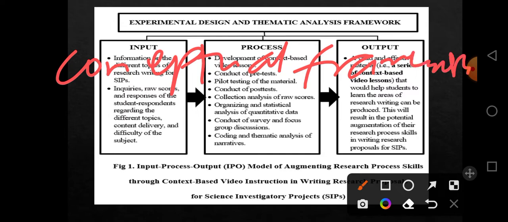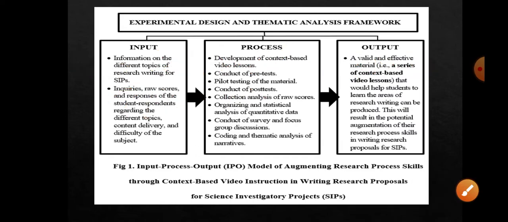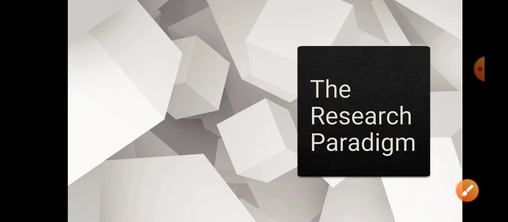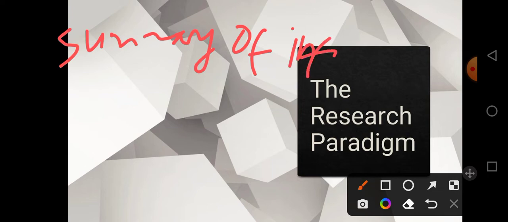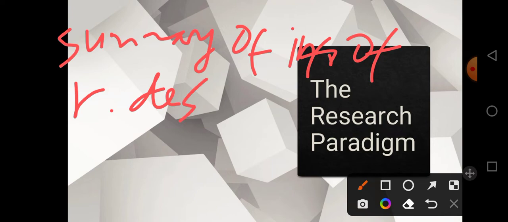The conceptual framework is also known as the research framework, or the research paradigm. The research paradigm, class, is the part of your research paper where you will indicate the summary of information of your research design, as well as your methodology.